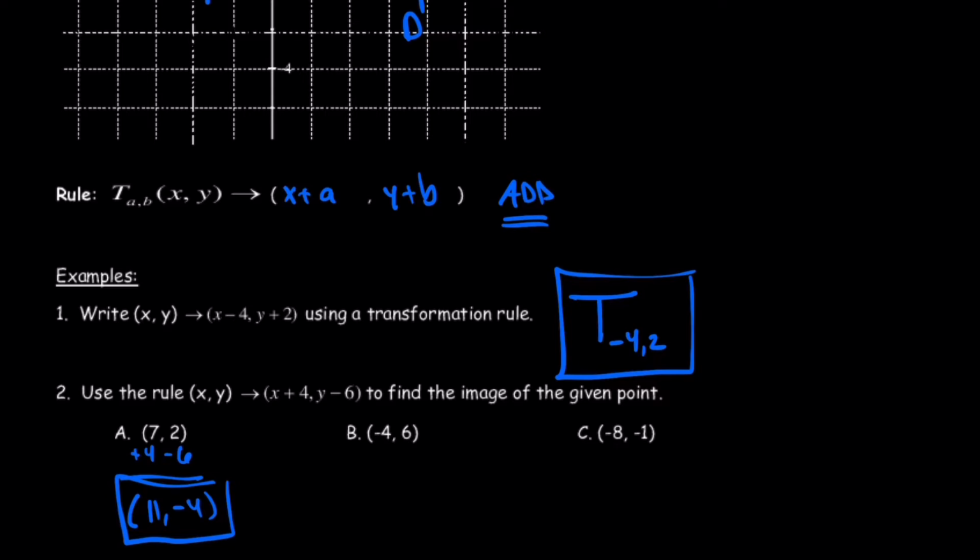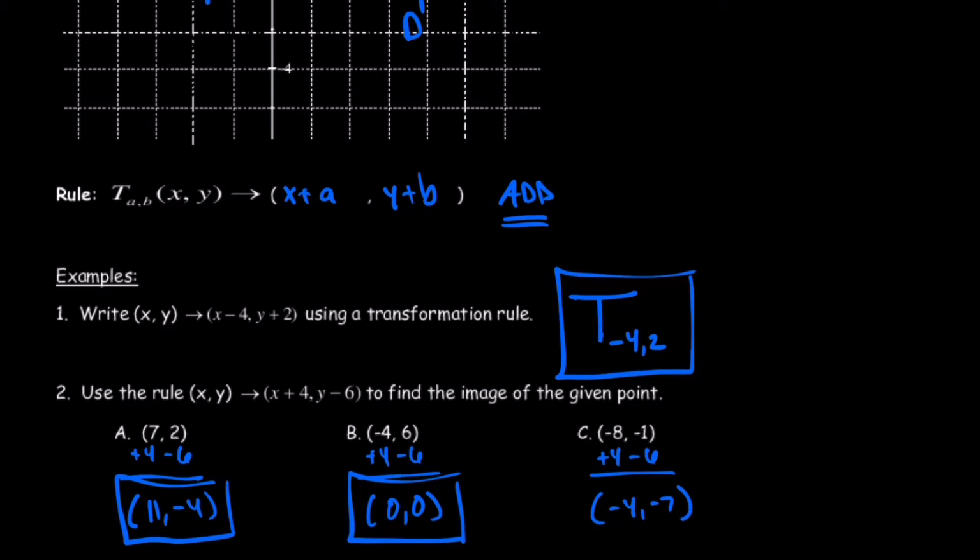All right, part B, let's do the same thing. Add 4 to the x, subtract 6 from the y. Well, that's kind of neat. What happens there is they both cancel. I get 0, 0. And part C, add 4 to the x, subtract 6 from the y. My new coordinate, -8 plus 4 is -4. -1 and -6 is -7.